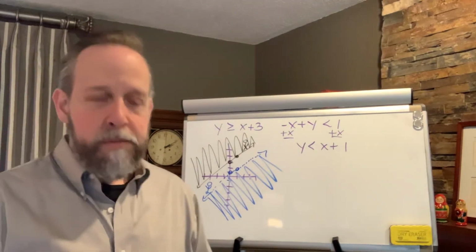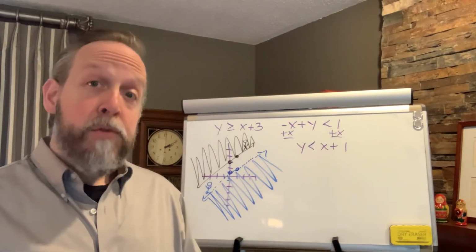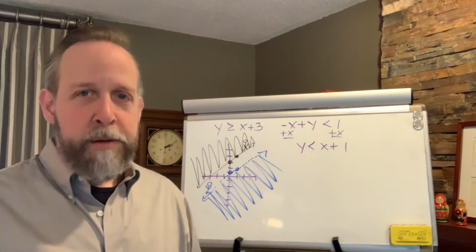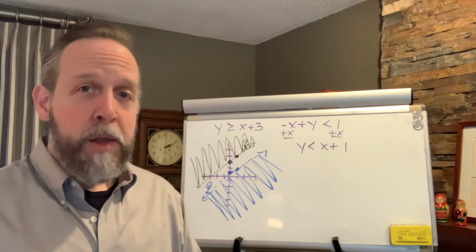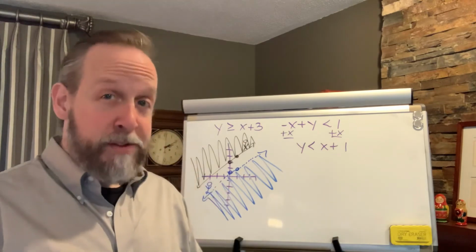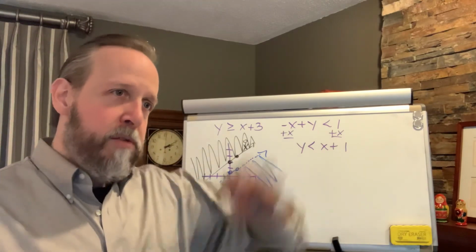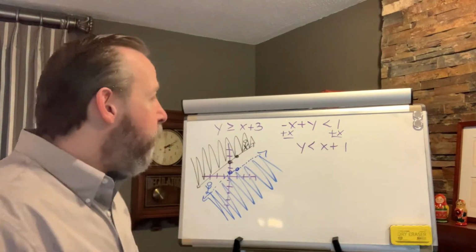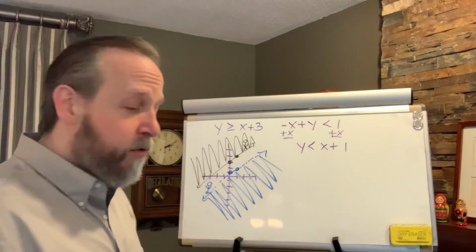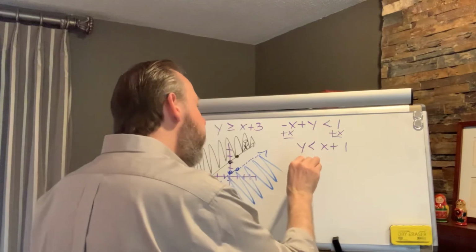And what do you notice? Well, those lines are parallel. You already probably knew that because you saw that they had the same slope. Because I shaded in opposite directions, one shades up, one shades down, they never cross. The shaded areas never cross. So this system has no solution.